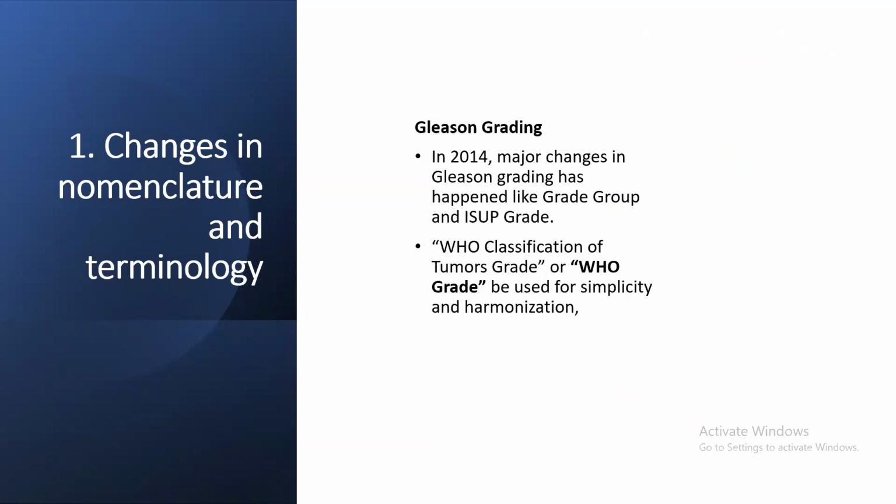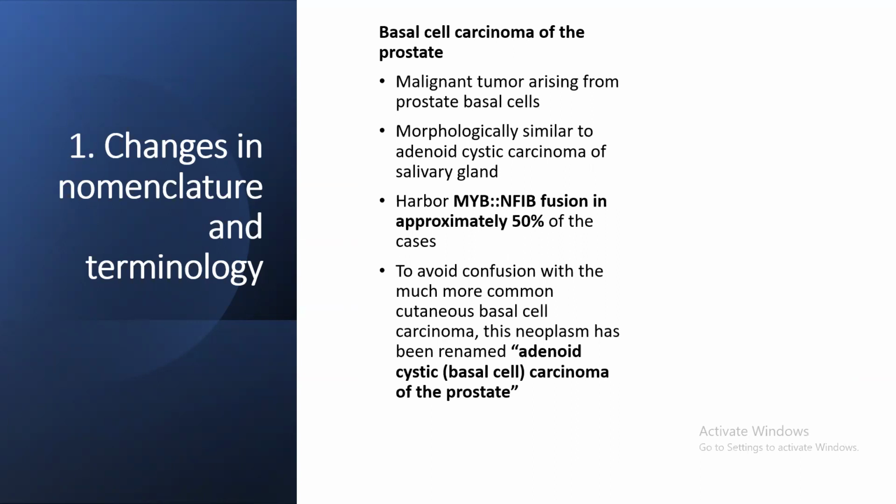Then Gleason grading. The major changes in Gleason grading happened in 2014, which we are all aware of, where we give the Gleason score, then the Gleason grade, and then grade group 1, 2, 3, 4, and 5. Now what has happened in WHO 2022? In WHO 2022, the terminology WHO grade has to be mentioned rather than the Gleason grade. This is one update. Then coming to basal cell carcinoma of the prostate. Because the term is very similar to the basal cell carcinoma which we see in the skin.